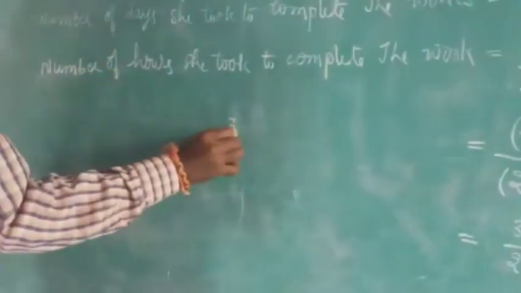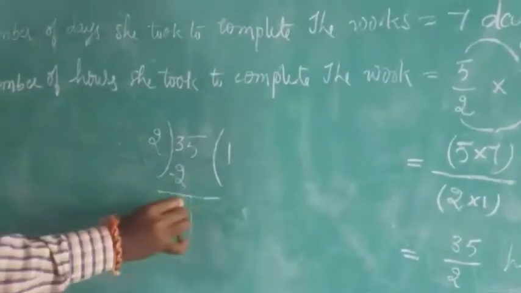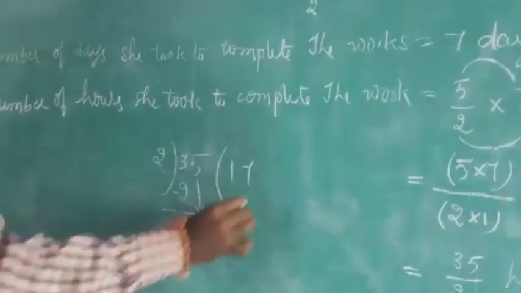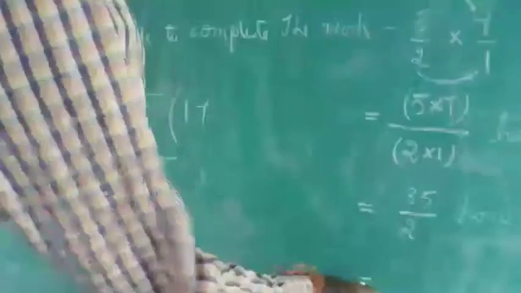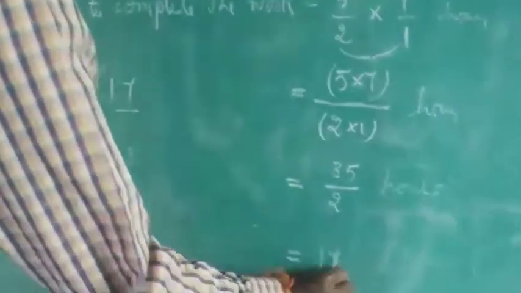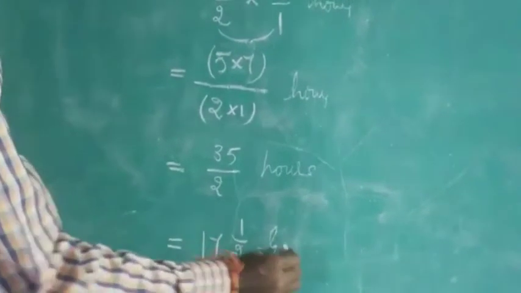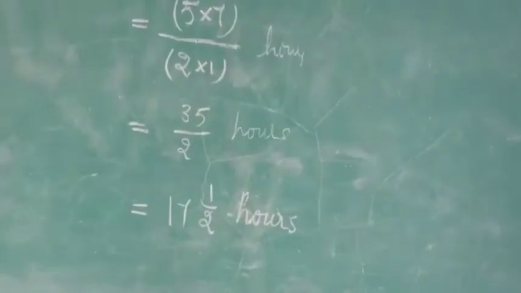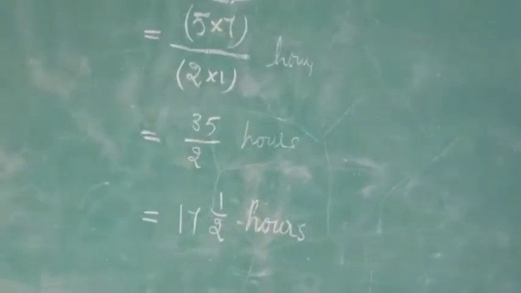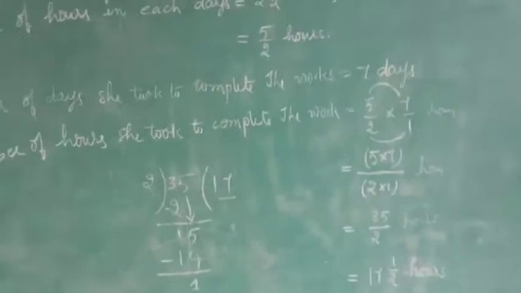Let's do the division, then you will get the answer clearly. 2 ones are 2 and 1, 15. 2 sevens are 14. Subtracting, remainder is 1. So already I told you how to write this. 17 is the whole number and 1 by 2 is the proper fraction. How many hours she took to complete the work? 17 1 by 2 hours she took to complete the work. Once you concentrate on it clearly, I hope you all understood the problem.